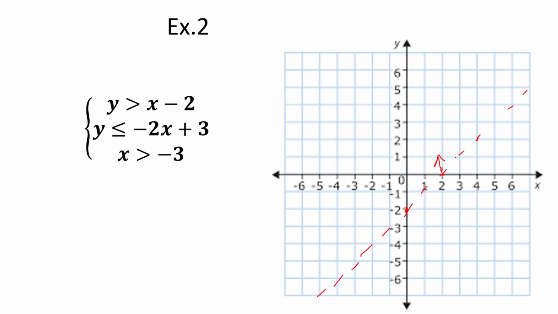Y is less than or equal to negative 2x plus 3. So I want my y-intercept. I want to go down 2 over 1, down 2 over 1, and we can see the pattern of the line. Again, we said it was going to be a solid line. Please use a ruler for these so that your lines are much clearer than mine. We want everything less than.